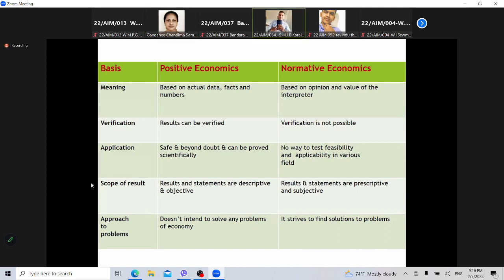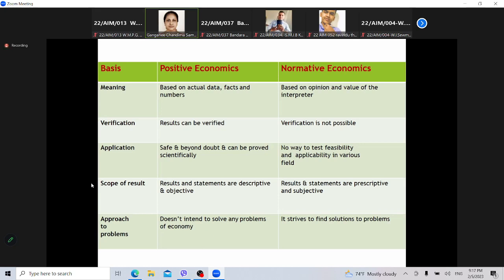Okay, so with respect to application, positive economics is normally safe, beyond doubt, because we have the theory. But in normative economics, we are getting people's ideas, with no way to test the feasibility and applicability in various fields because, let's say, I am taking the opinion of you people, students from Aquinas College. So your opinion is narrowed down to your institute, not all higher education institutes. So that's why applicability is low when we do normative economics. So we have to think like this.